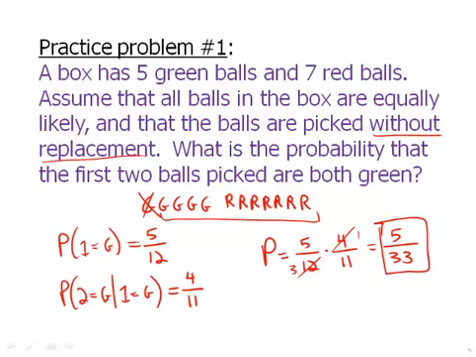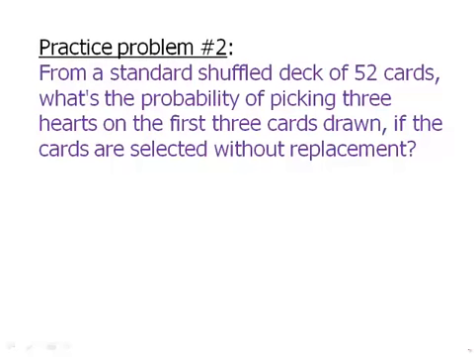Let's look at another problem. From a standard shuffled deck of 52 cards, what's the probability of picking 3 hearts on the first 3 cards drawn if the cards are selected without replacement? So again, the magic phrase, without replacement. So, probability that the first is a heart. Well, as you may know, in a standard deck of cards, there are 4 suits, and each suit has exactly 13 cards. The 4 suits are hearts, diamonds, clubs, and spades. So when I'm starting out with a 52 card deck, there's an equal number of cards in each suit, so every suit is equally likely. The 4 suits are equally likely, so the probability of picking a heart is 1/4.